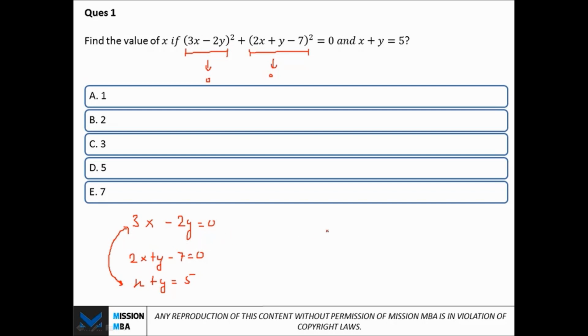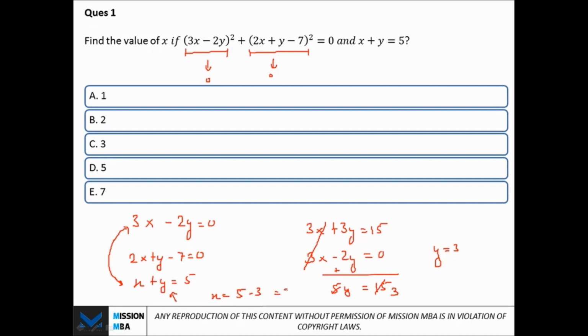So I'll multiply it by 3. So I get 3x plus 3y equals to 15. And this one I have as 3x minus 2y equals to 0. I'm going to subtract it. This goes away. This becomes 5y because I'm subtracting it. The sign changes. This becomes 15. So y comes out to be 3. Once y is 3, I'm going to place it over here. So y is 3, so x becomes 5 minus 3, that's 2. So I have y as 3 and x as 2. I need to find the value of x. So x is 2. The answer is B.